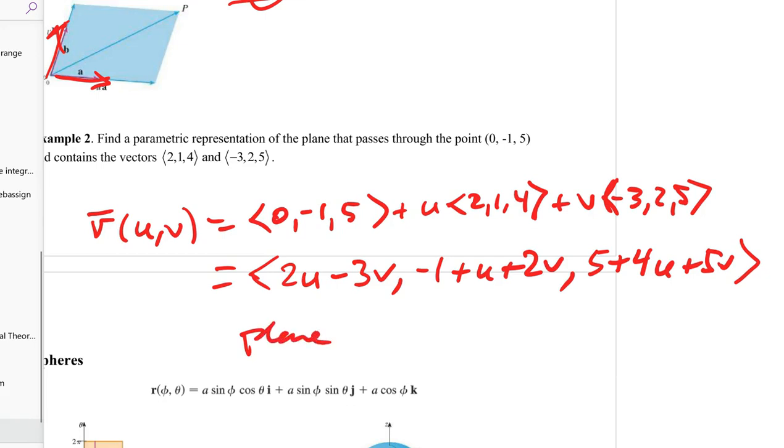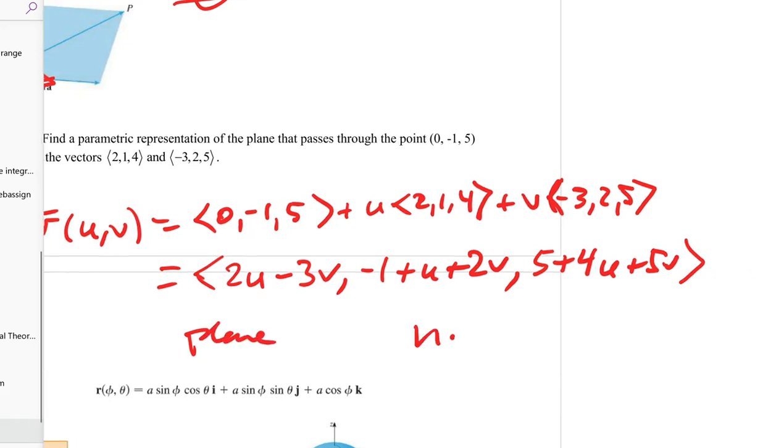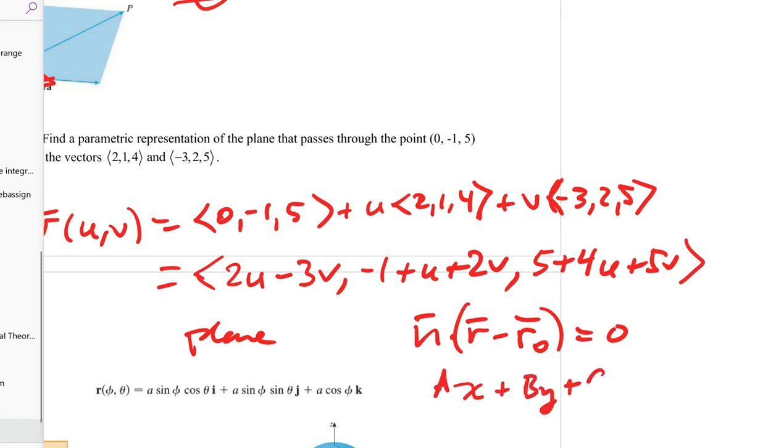Now we dealt with planes before where it was n dot r minus r naught. But this did not give a parameterization. This usually gave something using x, y, and z, like this. So a parameterization will allow your x, y, and z to be determined by two parameters in this case. And so it's a lot more robust.